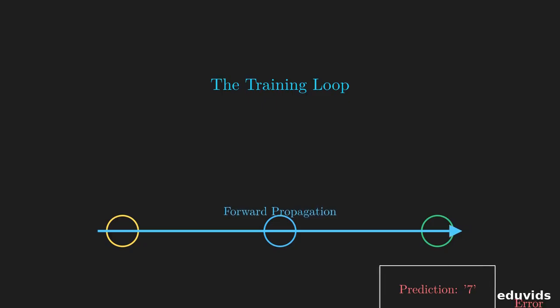The network uses this error to adjust its weights and biases in a process called backpropagation. Backpropagation involves calculating how much each weight and bias contributed to the error. Then, it iteratively updates these values to reduce the error for future predictions. The network repeats this forward propagation and backpropagation cycle many times, improving its accuracy.